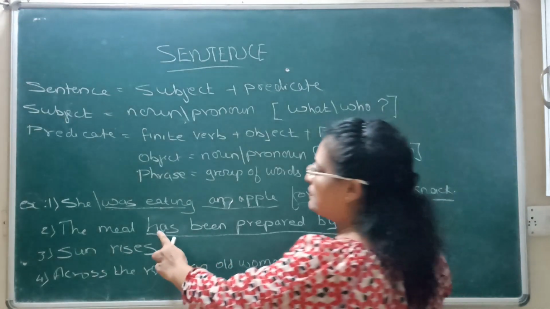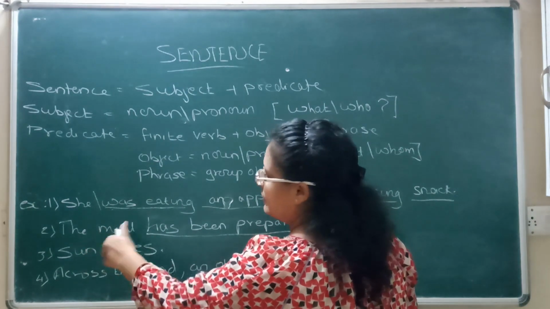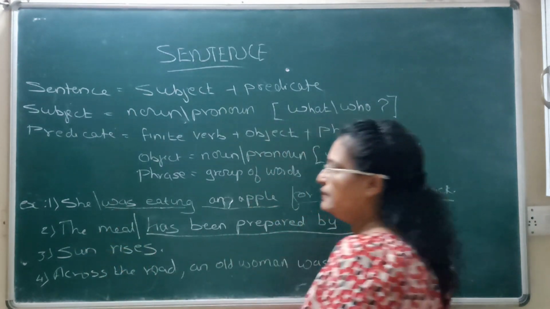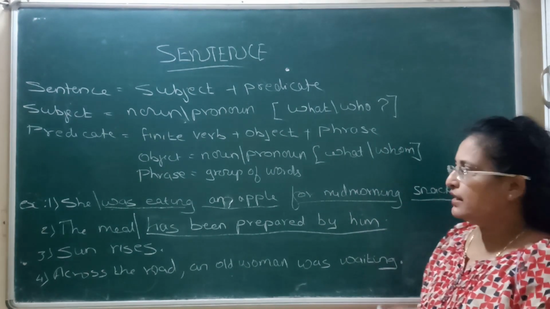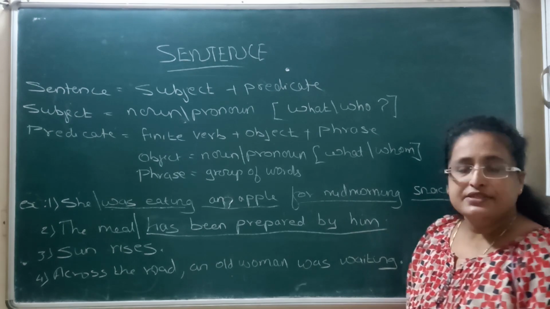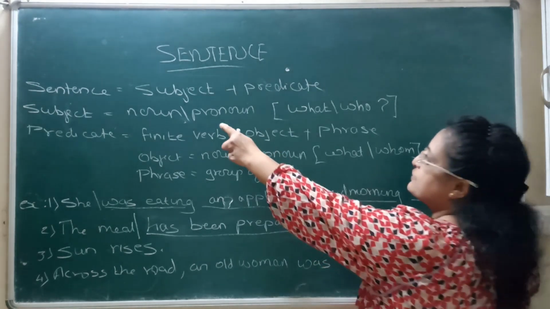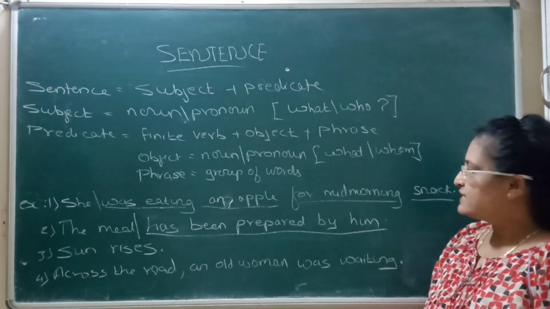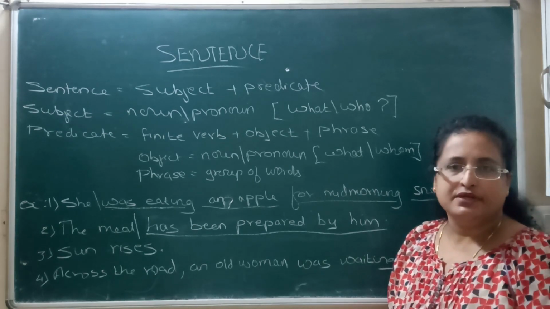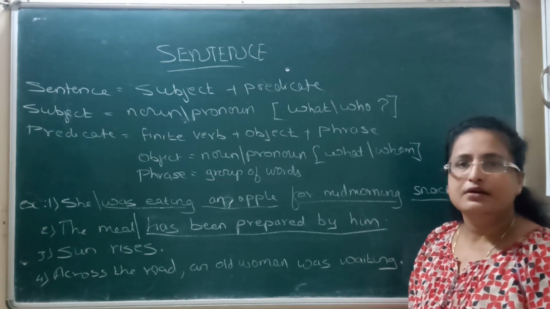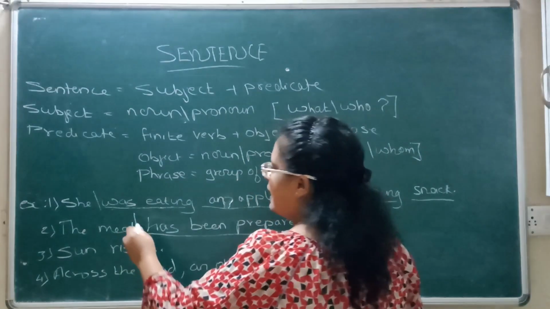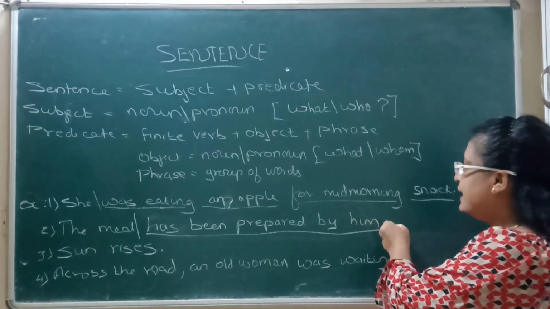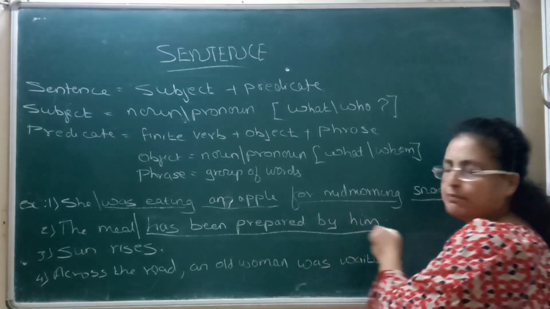Now finite verb के पहले कौन सा noun है? The meal. So the meal is the subject. Again, to confirm whether that meal is a subject, you ask. Now, the meal is not a human. So, what is the question I asked you all for that? What? What has been prepared by him? See, you are able to frame the question and you are getting the answer. The meal. So, here, the meal is the subject and has been prepared by him is the predicate.